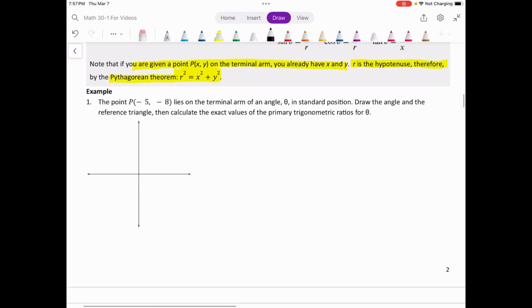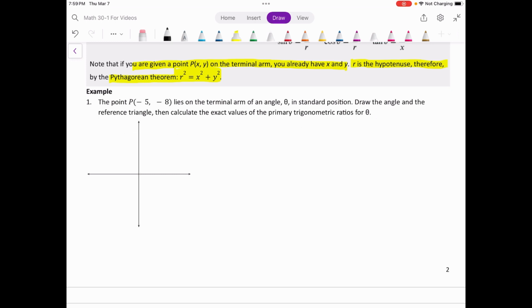Let's try it out. So what we're given here is that the point P, this is just naming the point P, (-5, -8) lies on the terminal arm of an angle theta in standard position. Draw the angle and the reference triangle and calculate the exact values of the primary trig ratios for theta. Well, in order to do that part, the primary trig ratios, we probably would have done this anyway, right?